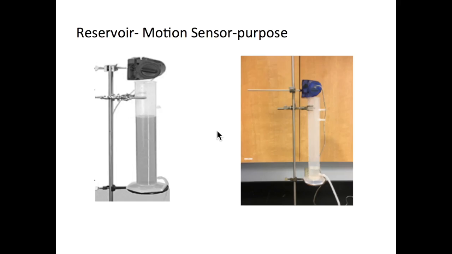Taking a closer look at the water reservoir, we see a motion sensor hanging right above it. The purpose of this motion sensor is that it records the position of the water surface as a function of time. We can also calculate the cross-sectional area of the cylinder from a measurement of its diameter, and we combine this cross-sectional area with the velocity of the water surface, which allows us to find the volume flow rate.